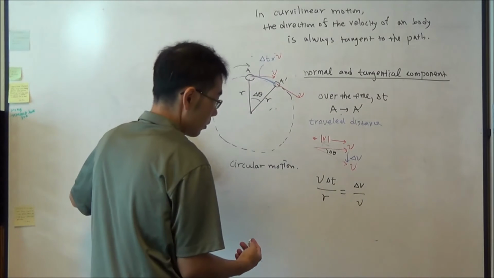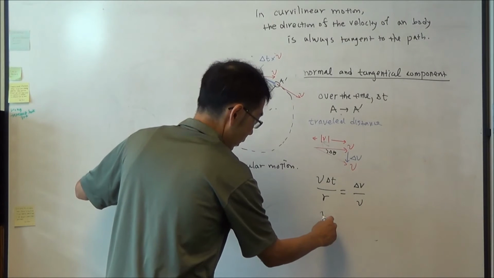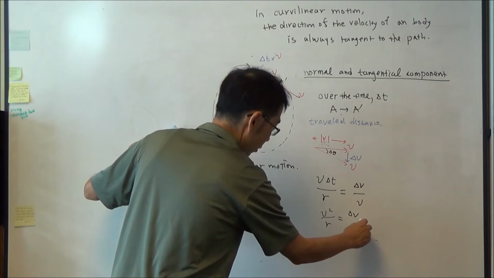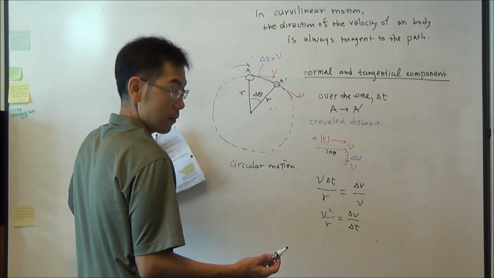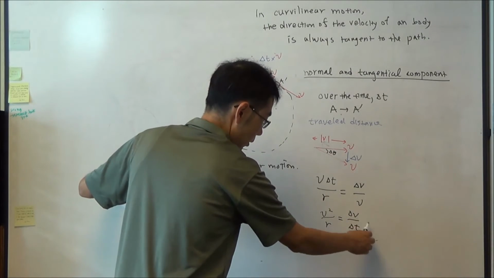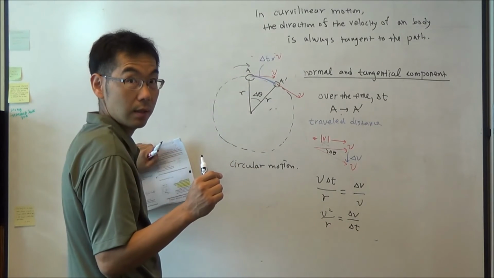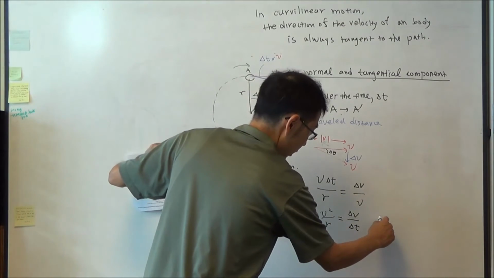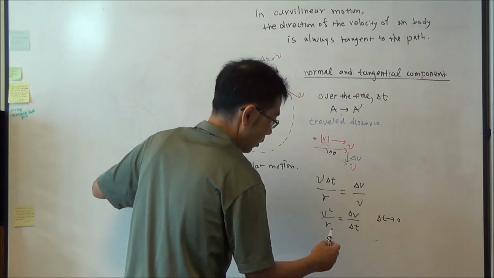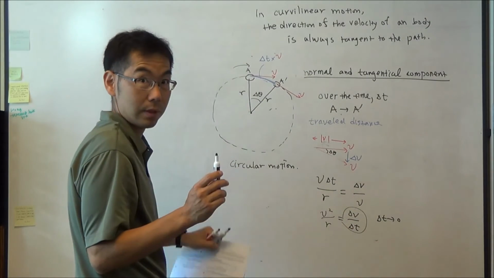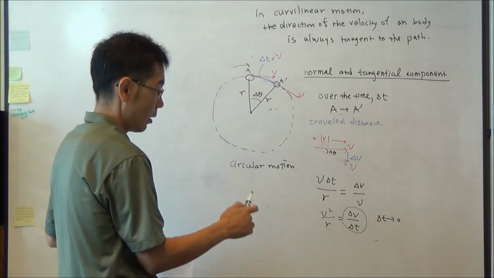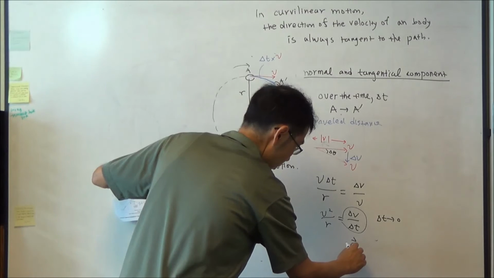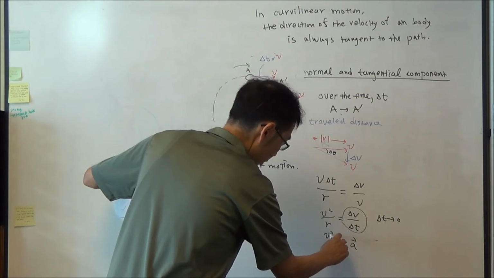So I can calculate that v squared over R is delta v over delta t. And what is this one? If you make delta t very small, almost zero, then this becomes the acceleration of the rigid body. So this is my acceleration. The acceleration is v squared over R.